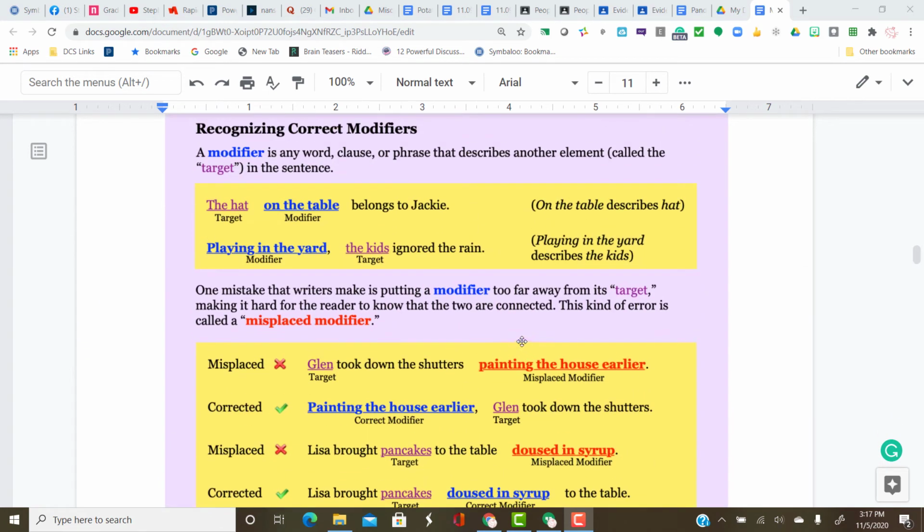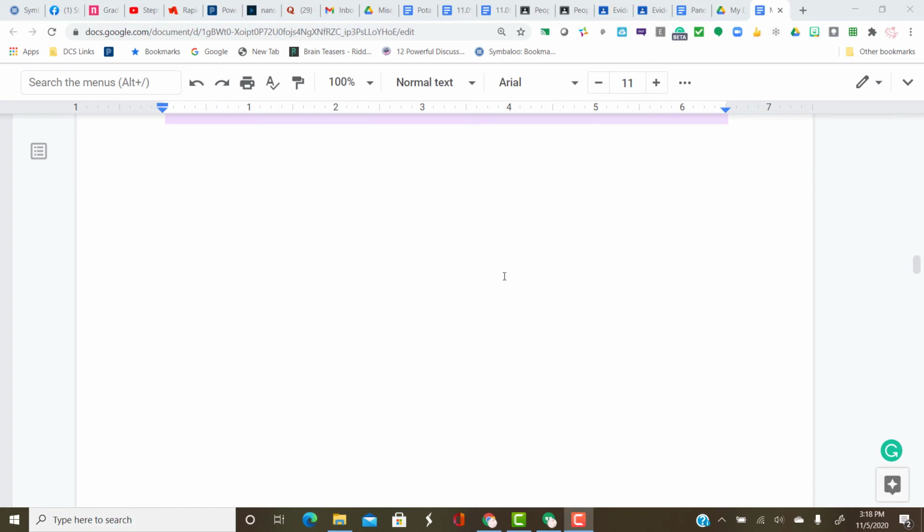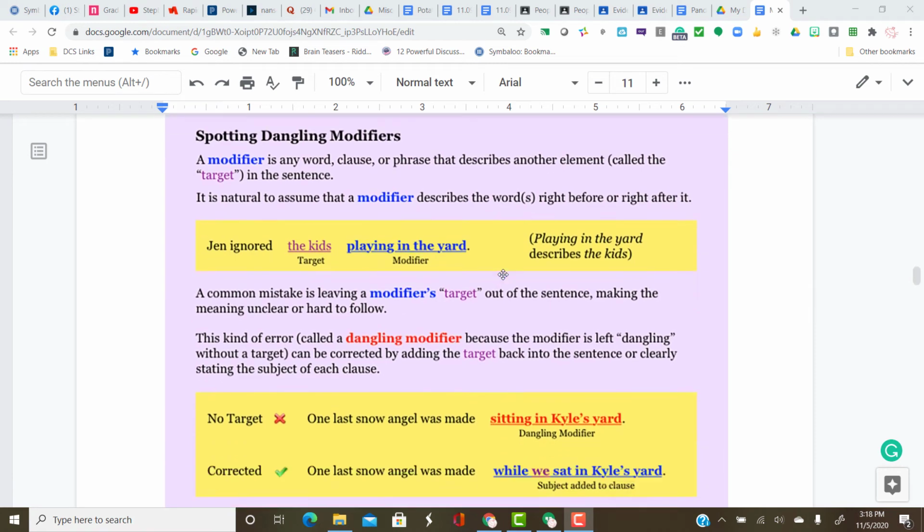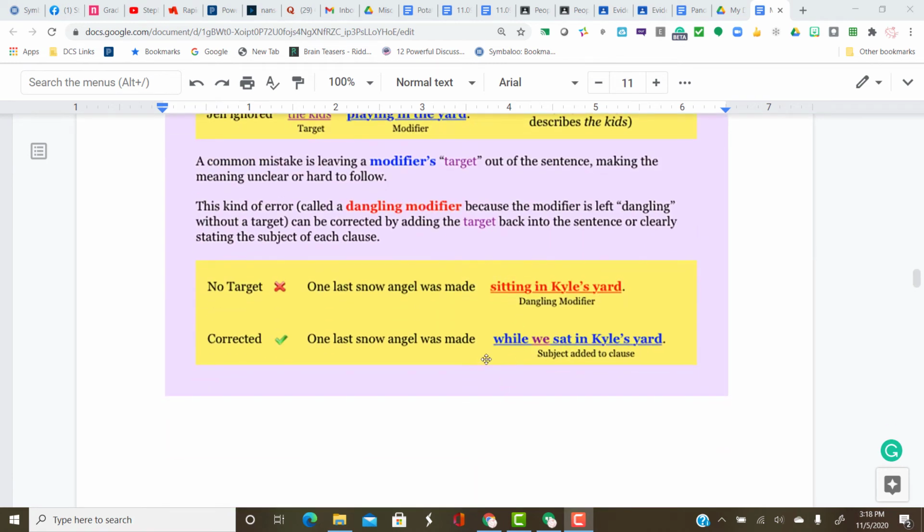has a couple of new examples, one using a prepositional phrase immediately after its target, the hat on the table, and one using a participial phrase immediately before its target, playing in the yard, the kids ignored the rain. They're used correctly. Slide 9 has another good example of a dangling modifier.